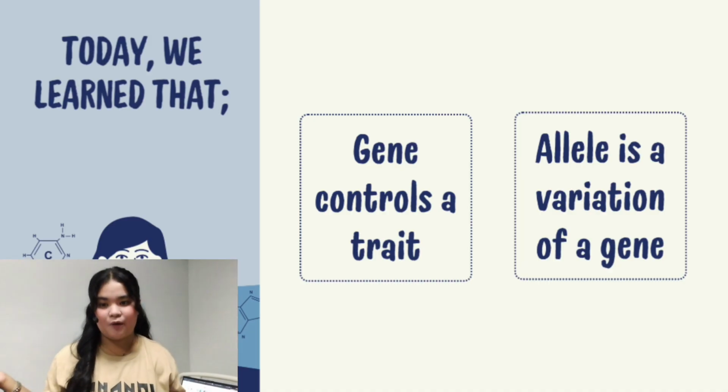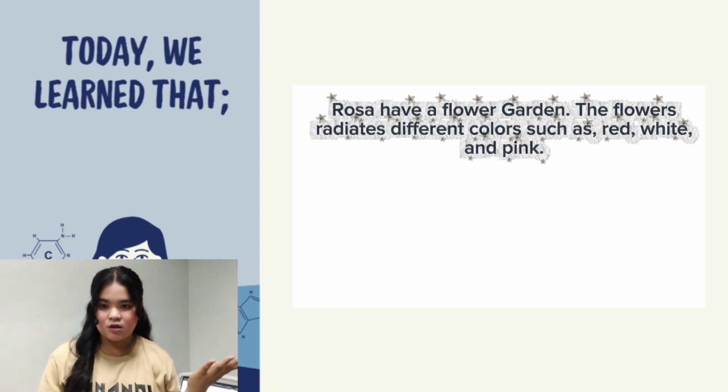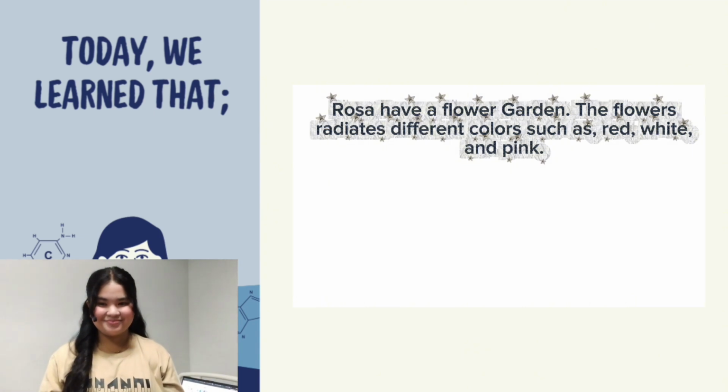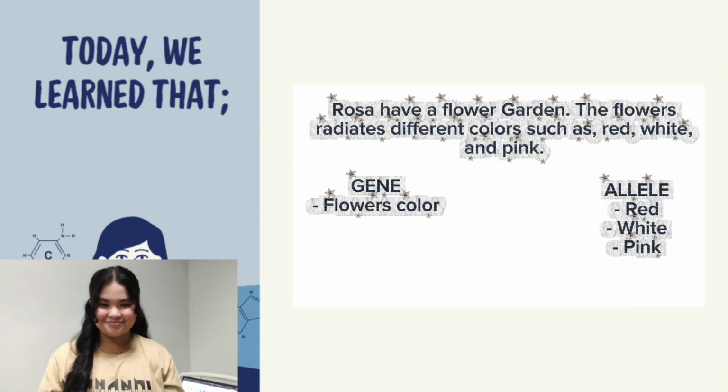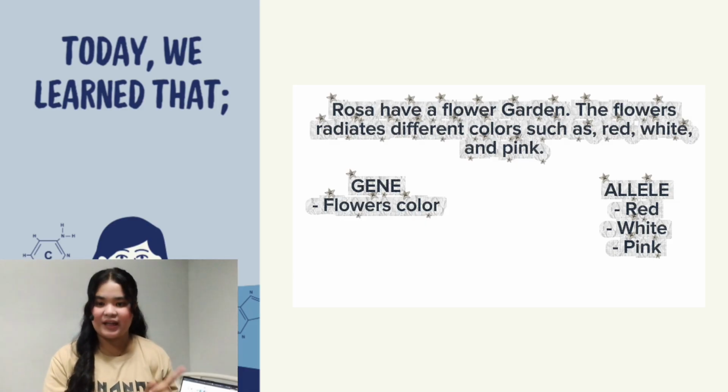Before we end our lesson for today, here is your exit question. In the trait of flower color, which is the gene and which are the alleles? That is right. The gene is the flower color, while the alleles are red, white, and pink.